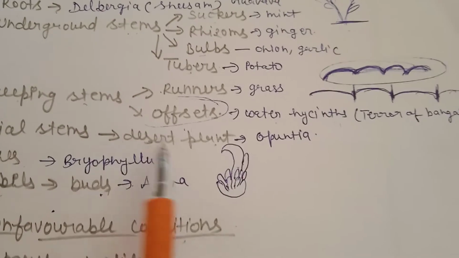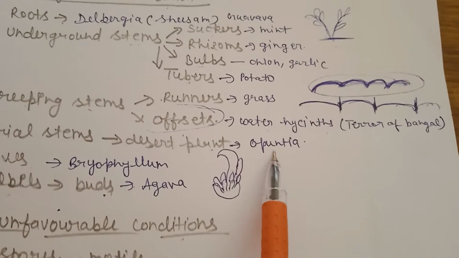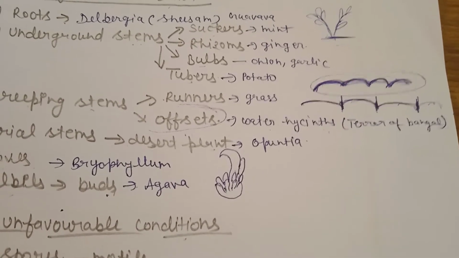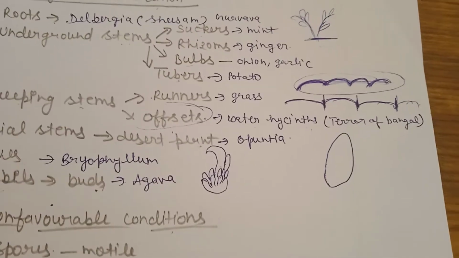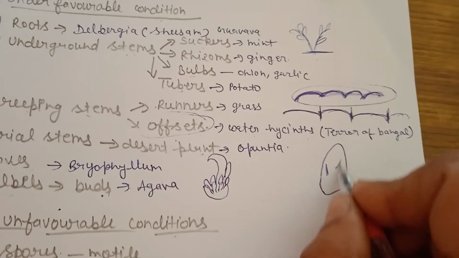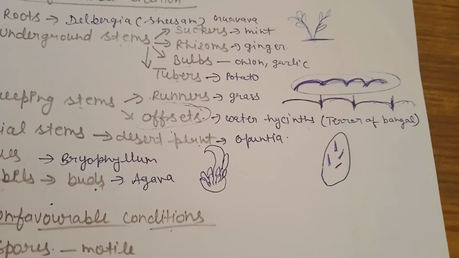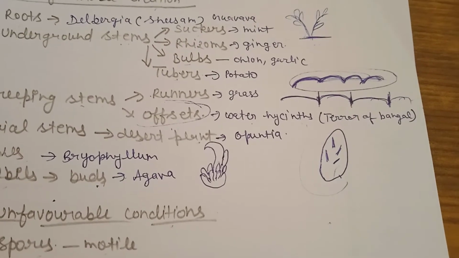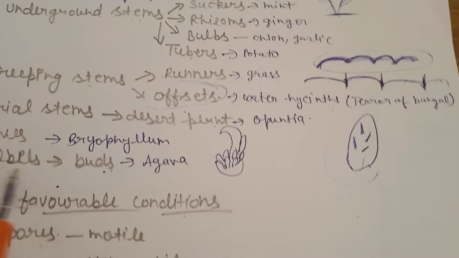In aerial stem, you can take the example of a desert plant like opuntia. You can see the opuntia in your biology lab. Opuntia is actually a leaf. This is the stem of opuntia, and these spiny structures are leaves. They are present in this manner because they have to adapt to the desert environment. Okay, so next is bulbils.